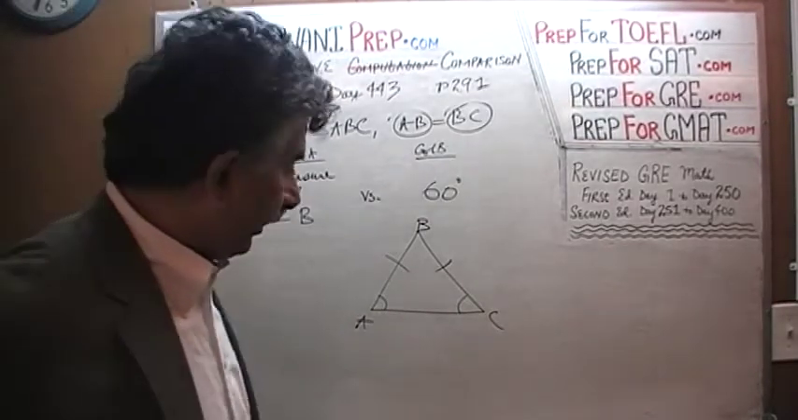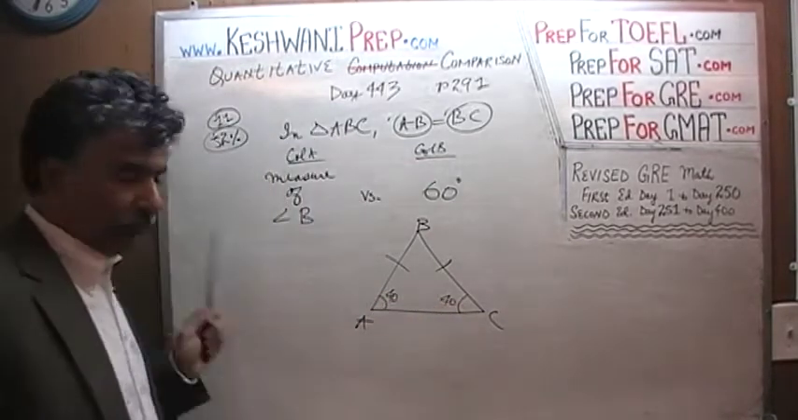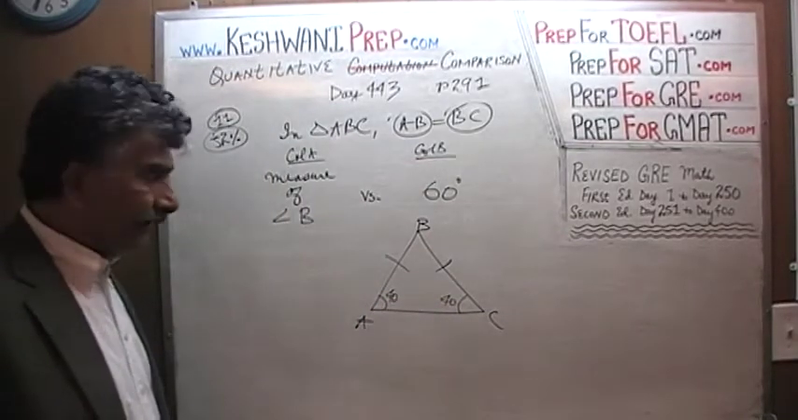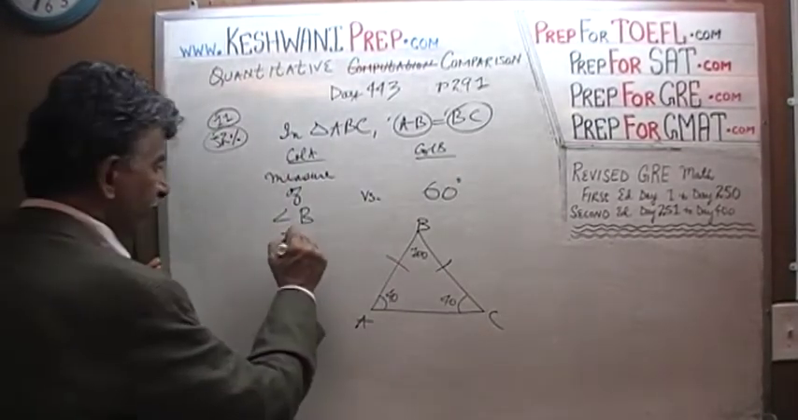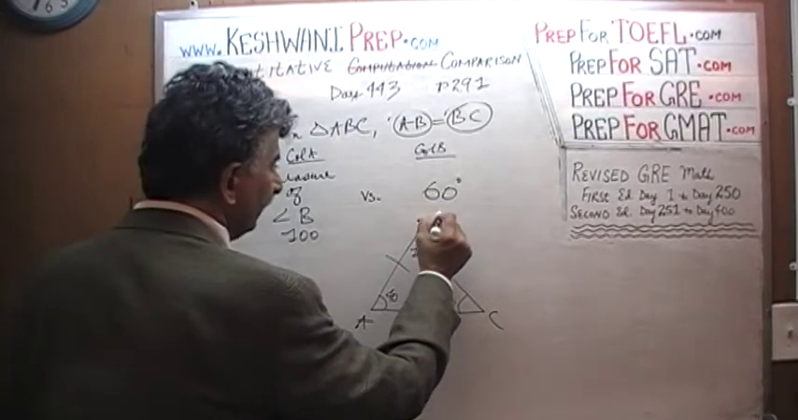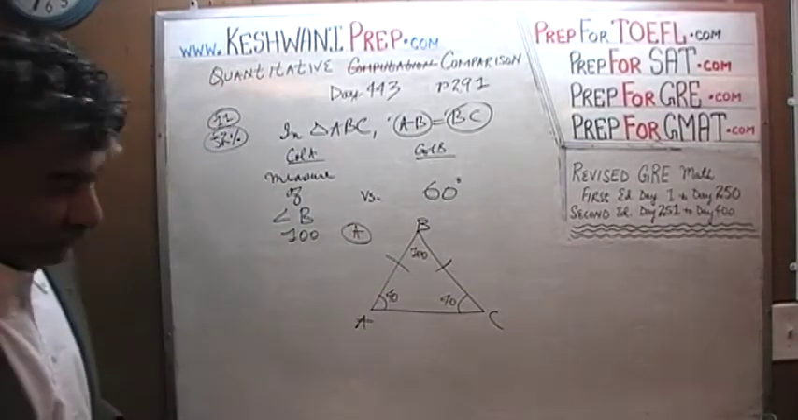So let's draw an isosceles triangle. Perhaps these are 40 and 40. 40 and 40 is 80, in which case B would be 100. So in that case, B would be 100 versus 60, and the answer would be A.